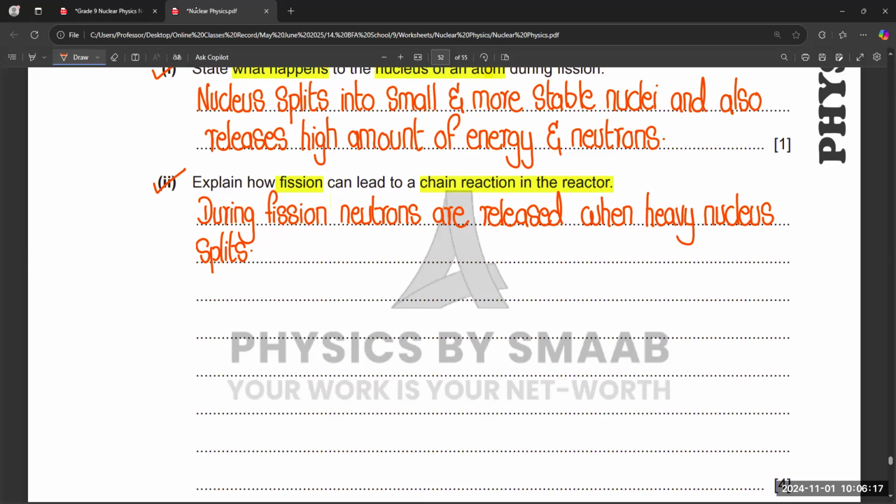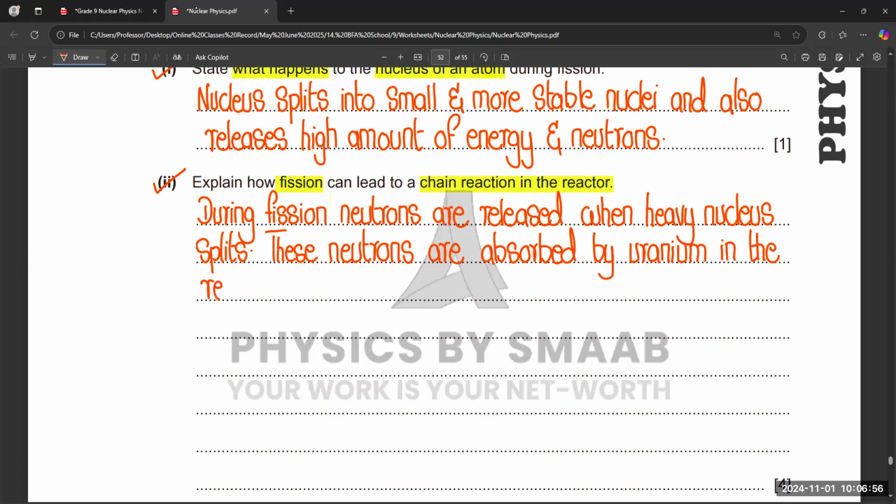And the next thing is these neutrons are absorbed by the uranium in the reactor. And the third step is the same copy paste step. Like it produces more fission reactions and it will generate more neutrons. Because we need to explain the idea of chain reaction, that how it led to a chain reaction.